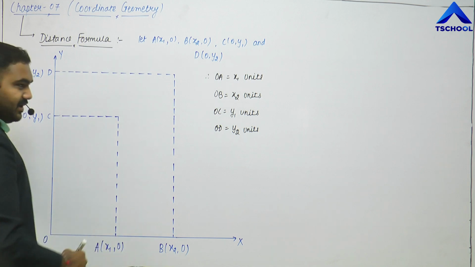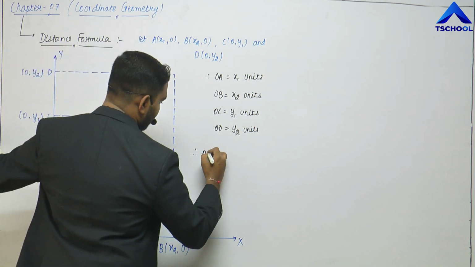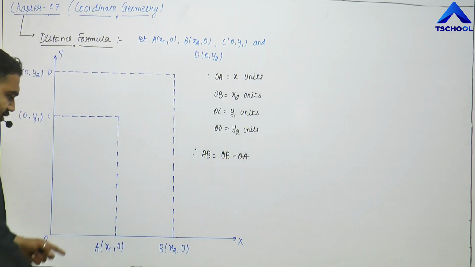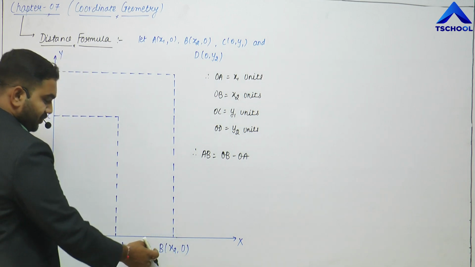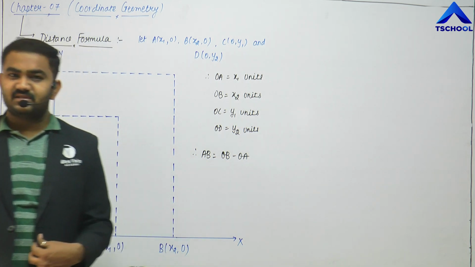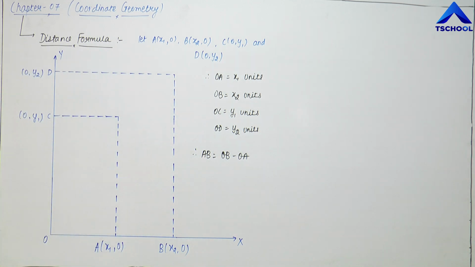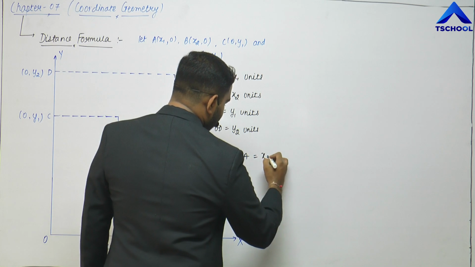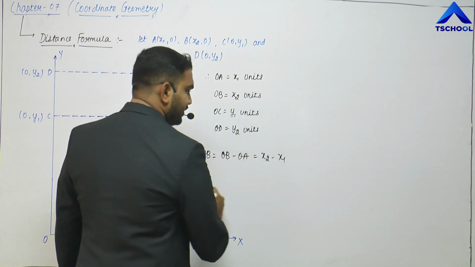Now can we get AB? Therefore we can get AB as OB minus OA. If I want to find out this much distance, friends, A to B, then what shall I do? I shall simply subtract the smaller distance from the bigger distance. So what is the bigger distance here? OB. What is the smaller distance here? OA. So to find the remaining distance AB, I shall simply subtract the smaller distance from the bigger distance. So that is OB minus OA, that is x2 minus x1 units, yes or no?